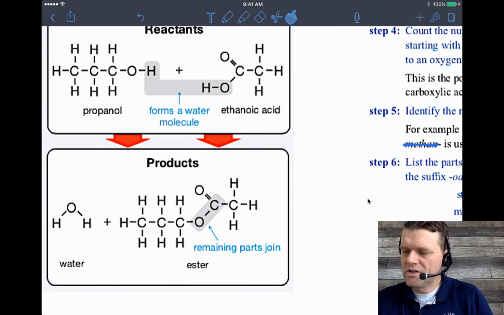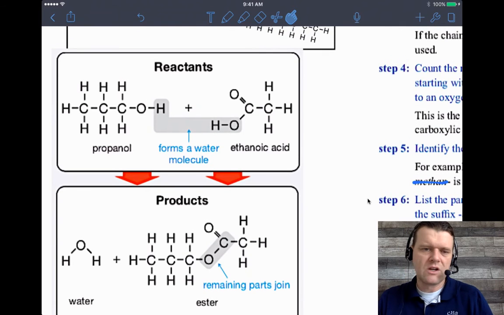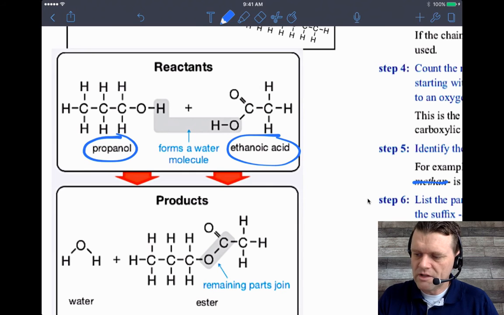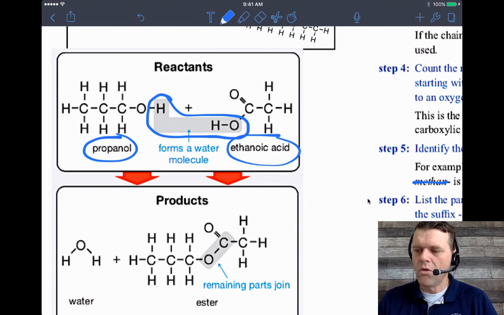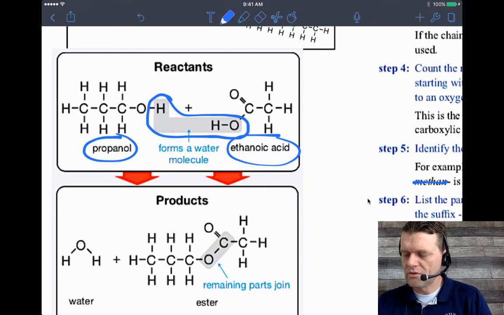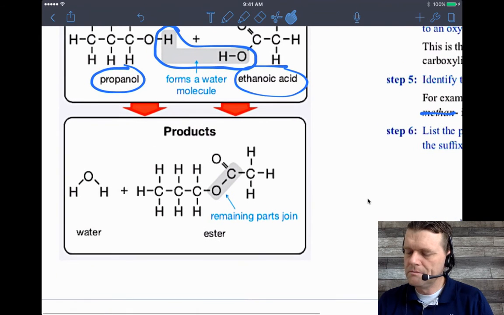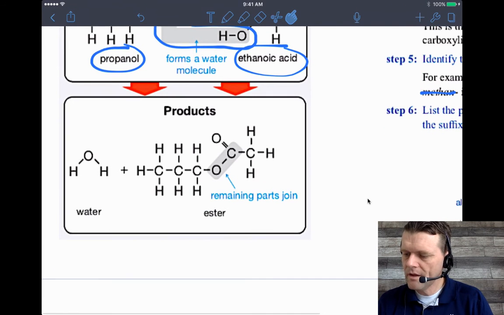So on this page, let's just end on this one here. This is just another example, and how would we name it? What's happening is we have propanol, which is an alcohol, and it reacts with ethanoic acid. And bang, the H and the OH will leave, form water and go away. Then those two structures will totally connect to each other, which they do down here in the products. But what do we just make?